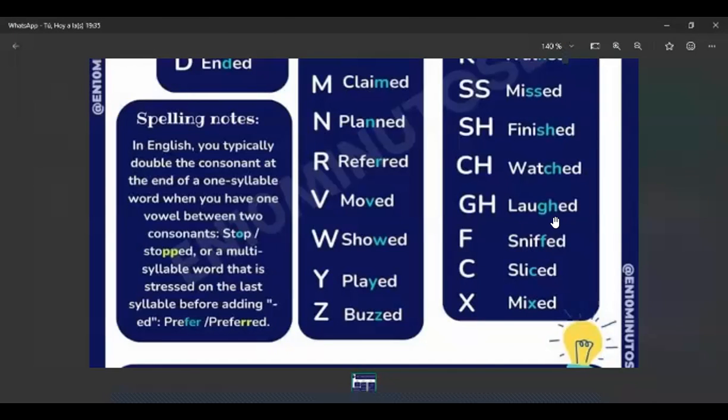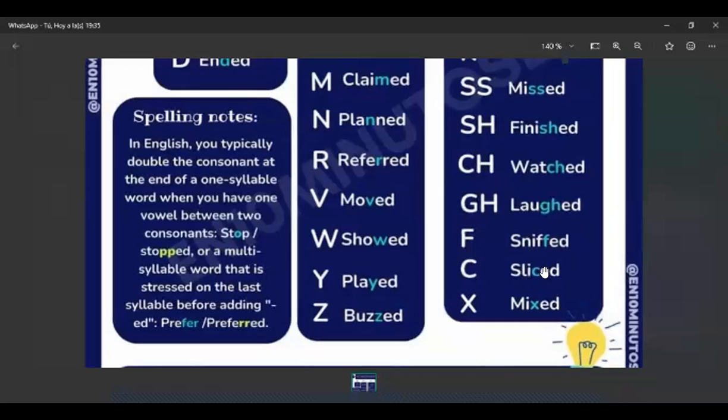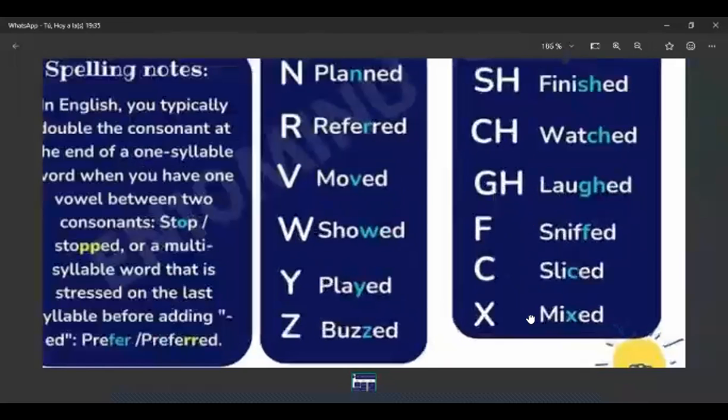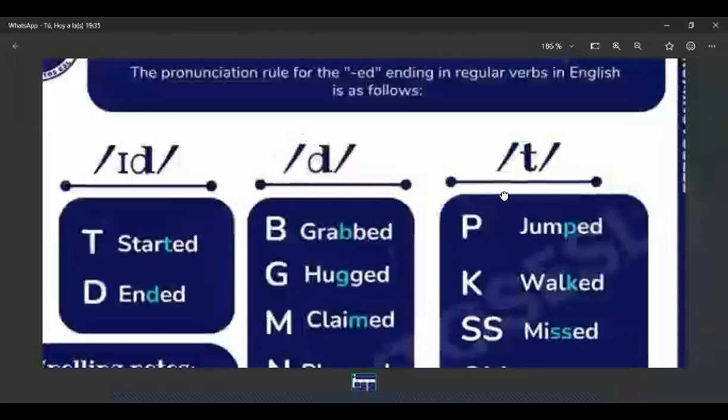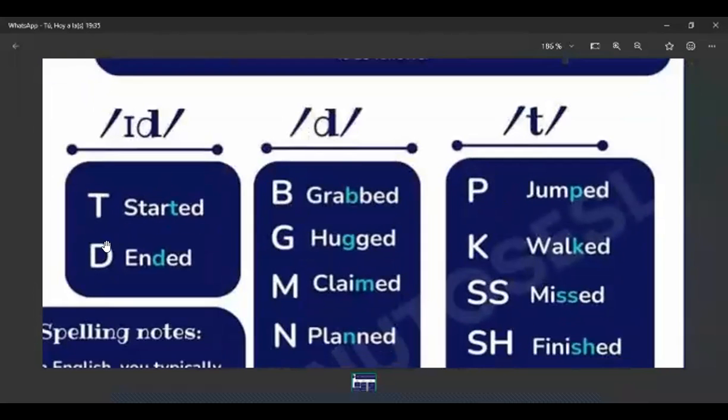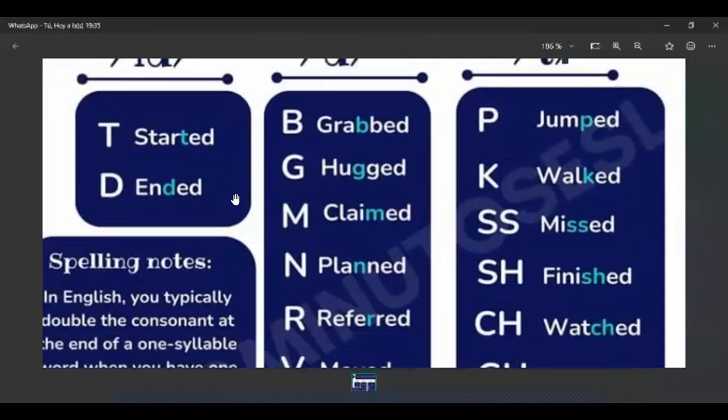Por ejemplo, laugh, laughed. Ok, porque termina en gh. Y así tienen los demás que terminan en F, terminan en C, terminan en X. Igual, esa D se pronuncia como una T extra. Esta ED se pronuncia como una extra T. Y de allí todo verbo que no termina en T o en D, o en P, en K, en todas estas letras que les acabo de mencionar, van a este grupo. Todos los que no terminan en esa letra quedan en este grupo. Por ejemplo, move.